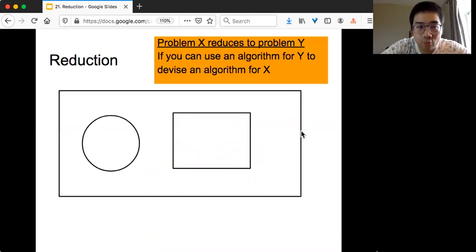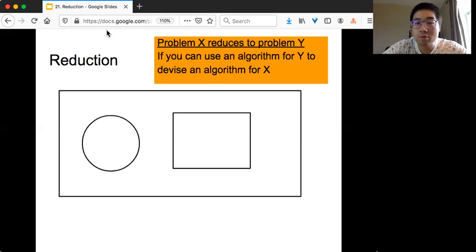So what is a reduction? If you have taken algorithms, you should know about this. And here's a recap on the definition. When we say a problem X reduces to problem Y, it means that if we can use an algorithm for Y to devise an algorithm for X, okay?